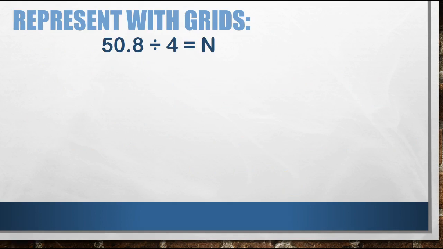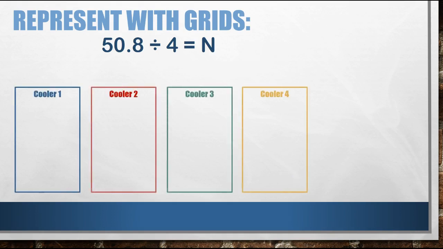Representing with grids. If one decimal grid represents 1 liter, we could shade 50 8/10 on the decimal grids and separate that into 4 equal coolers, but that would take a long time. So let's begin using some information we know. Let's build 4 boxes to represent each cooler. Now we know we have 50 and a little more. How many full liters could go in each cooler?